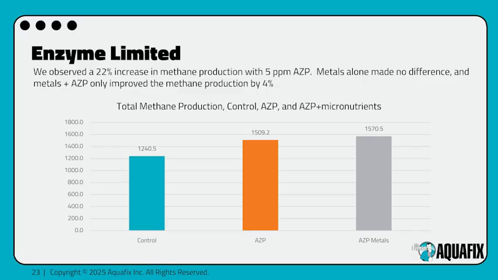All right, so another example, I was observing a 22% increase in a dairy manure digester with the addition of Enzyme P at 5 ppm. When we added metals by itself, it made no difference, but metals plus Enzyme P made a little bit of an improvement. We went from 1509 to 1570, adding metals to the Enzyme P. But the Enzyme P itself led to a 22% increase in biogas, which to me is pretty clear the enzyme is working in that case. So here, we would not see a lot of benefit from adding the metals.